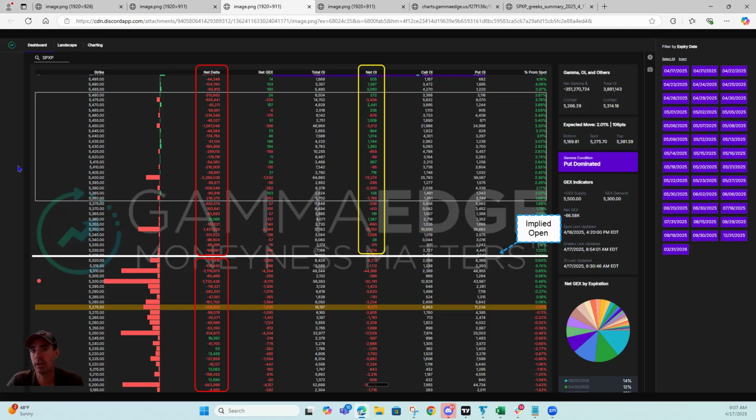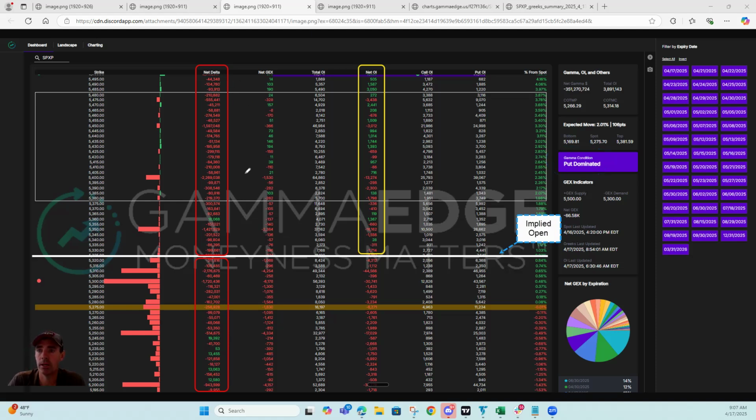Moving on to the SPXP, we like to call this our cigarette boat. This is obviously shorter term expiries, denoted by 0 DTE as well as weekly expiries. So these contracts turn over rapidly. Again, put dominated within the overall structure.